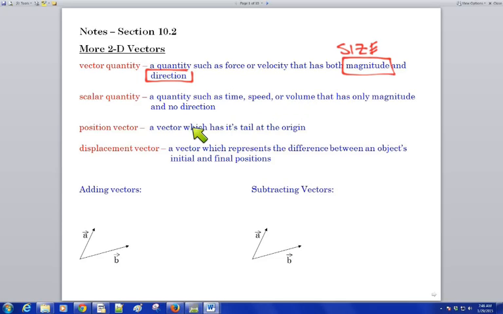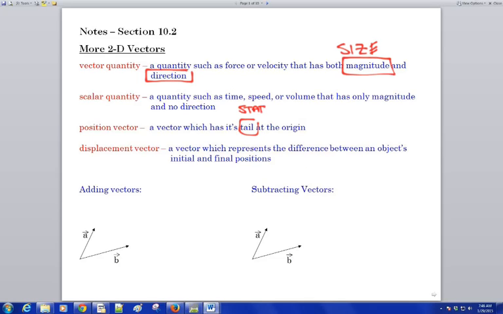A position vector is something where it starts at the origin. So at 0, 0, it's called a position vector. And a displacement vector is the difference. So it's going to be our subtraction between an object's initial and final position. And we'll use those as we go forward here. But the big idea is a vector, size and direction. We have scalar values. We have a position vector, starts at the origin. And then displacement vector is a subtraction.